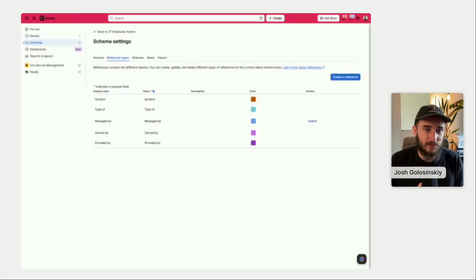That's probably my biggest tip here. Go into the reference type. This is done on a schema level and make sure that these are clean. You don't have like too many of them, but they make sense. And the moment that you look at them, you know exactly what that reference actually is. So that would be probably my number one recommendation here.